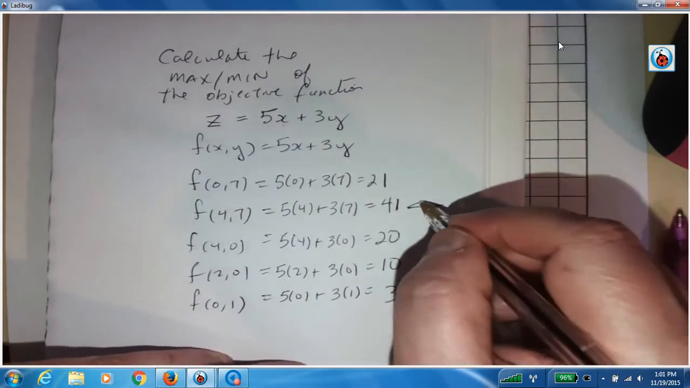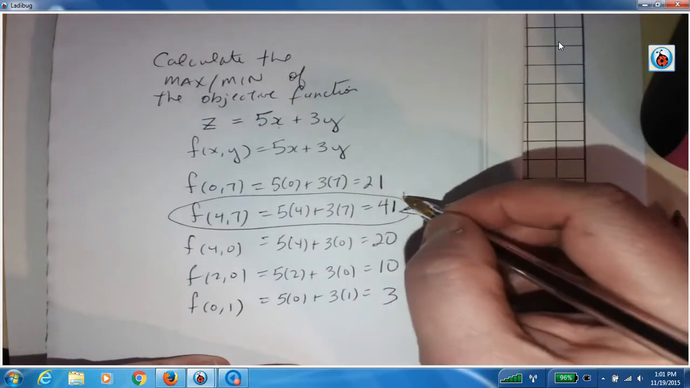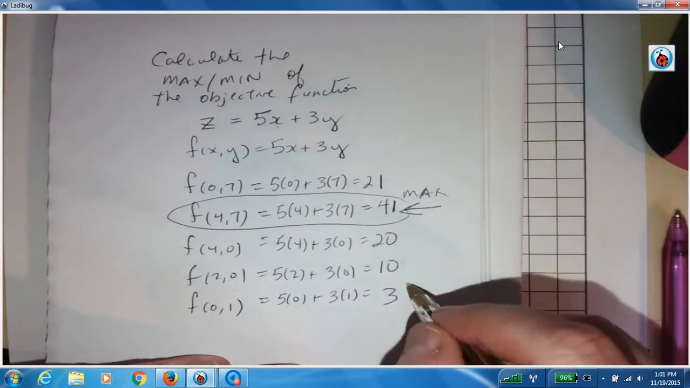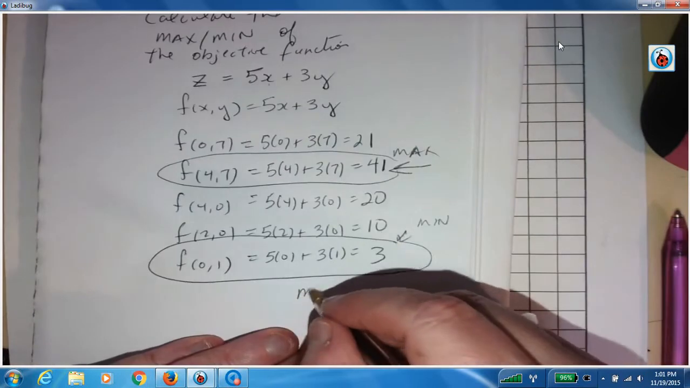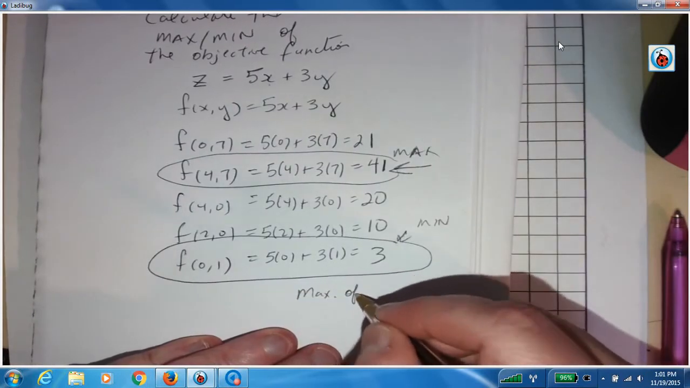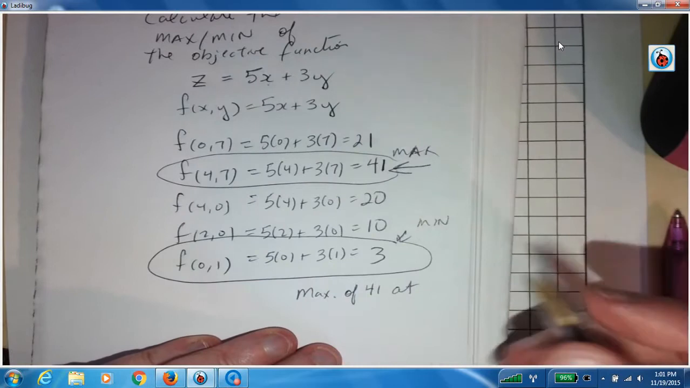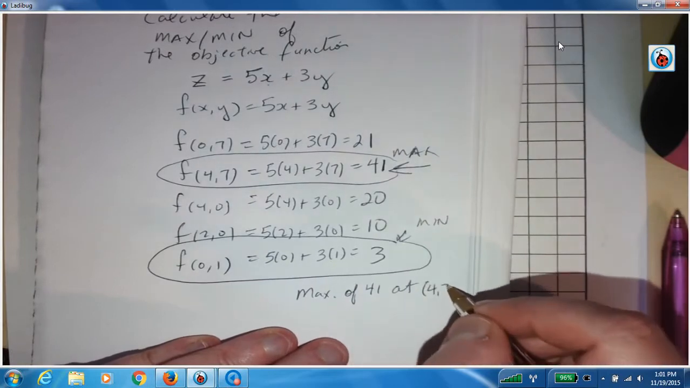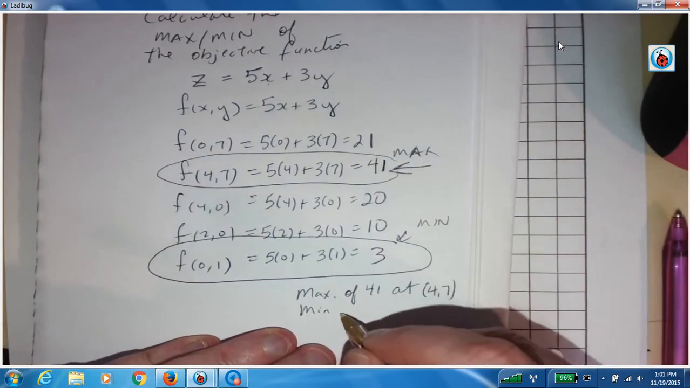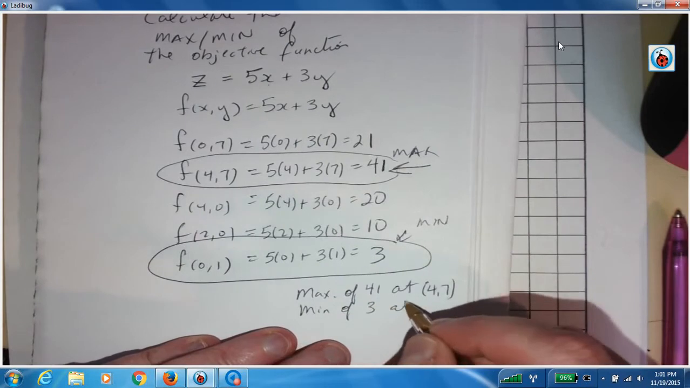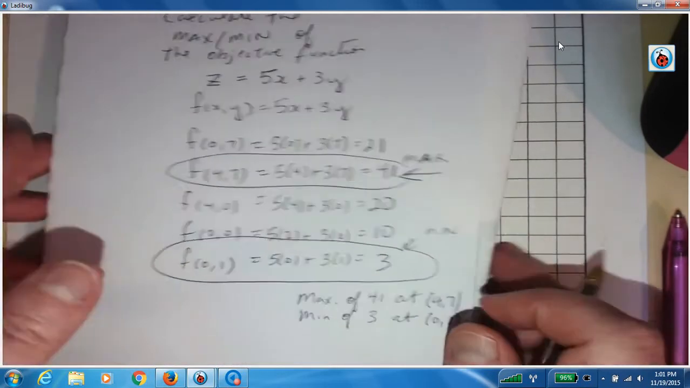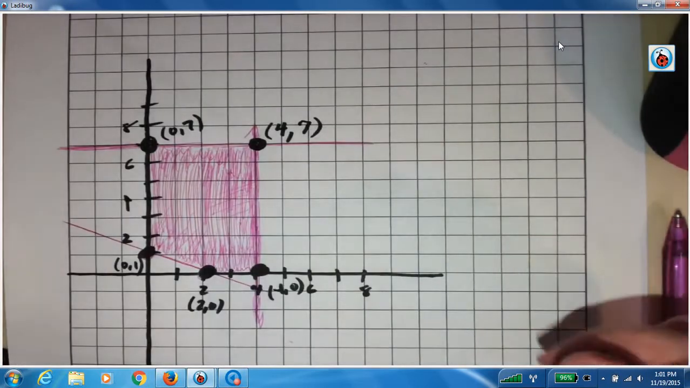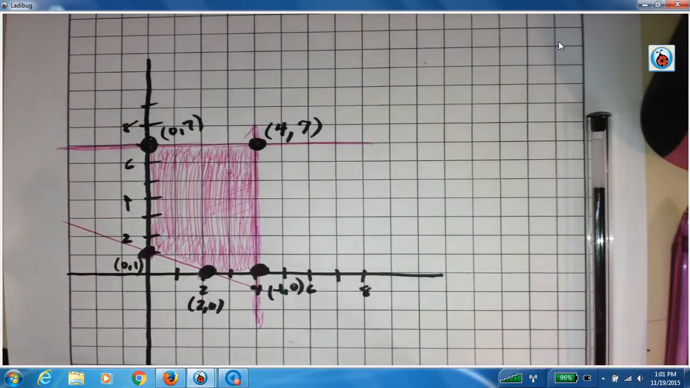So here's my max. And there's my min. So I have a maximum value of 41 at the vertex 4, 7. I have a minimum value of 3 at the vertex 0, 1. Okay, so that answers that question for this round.